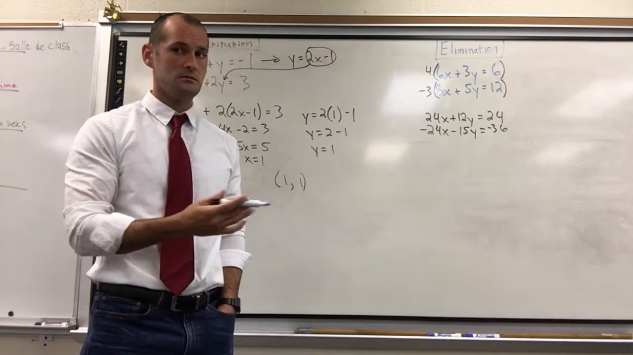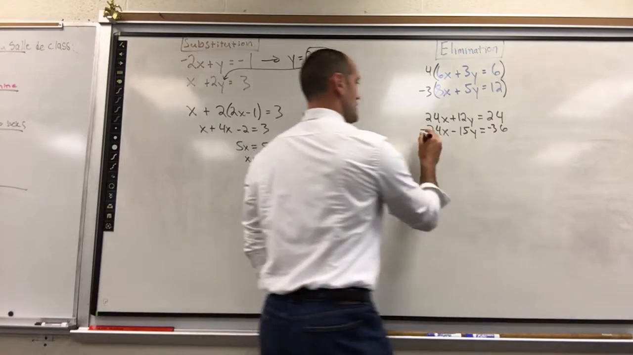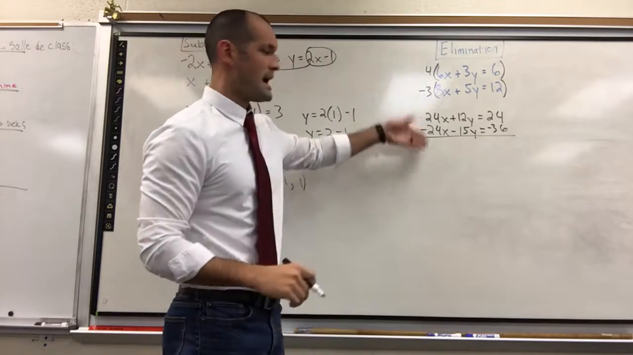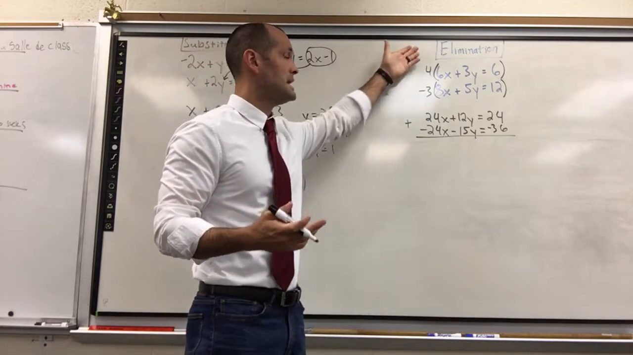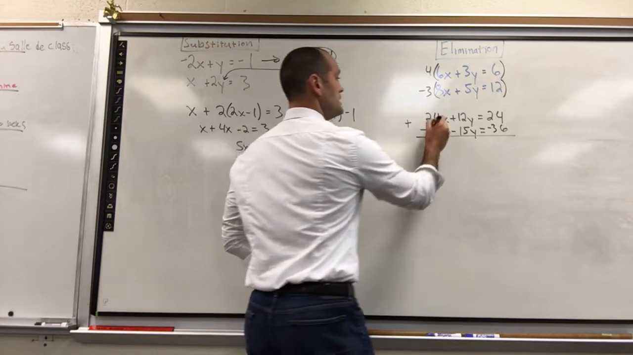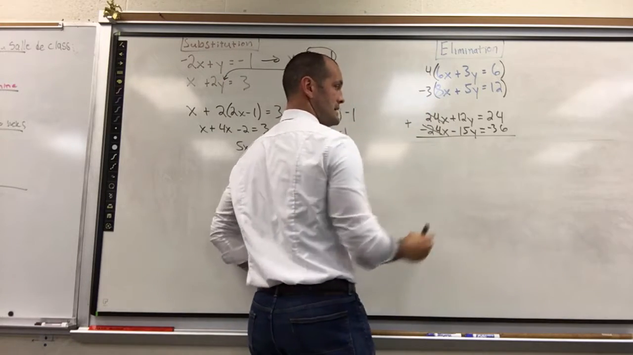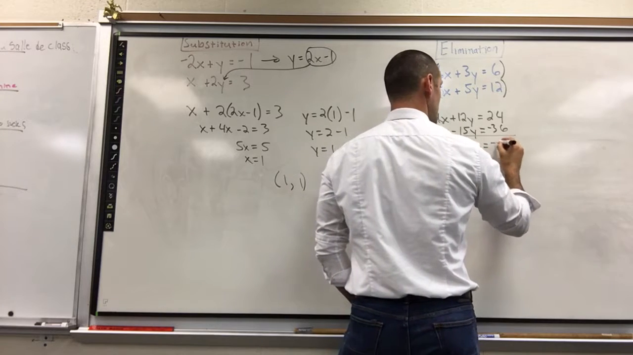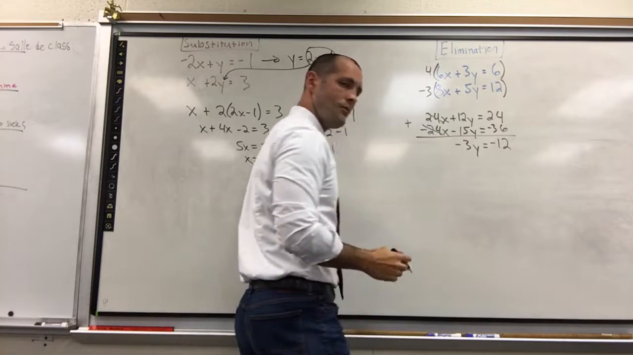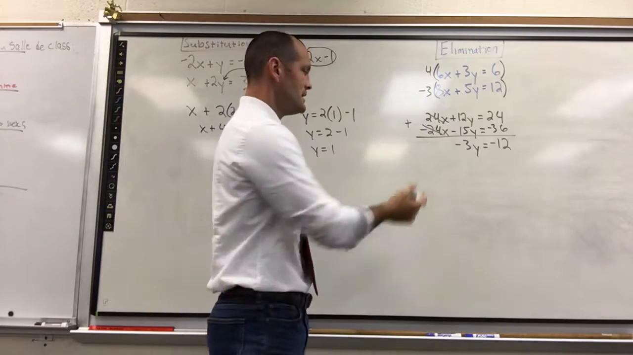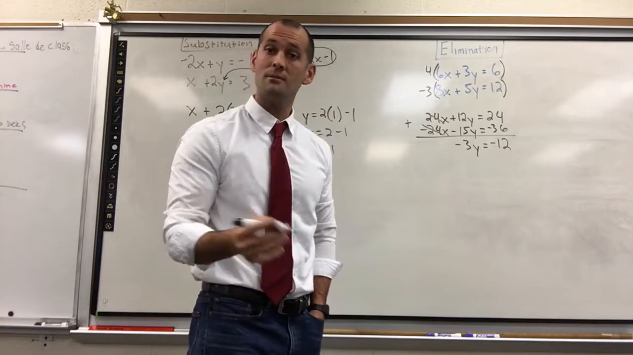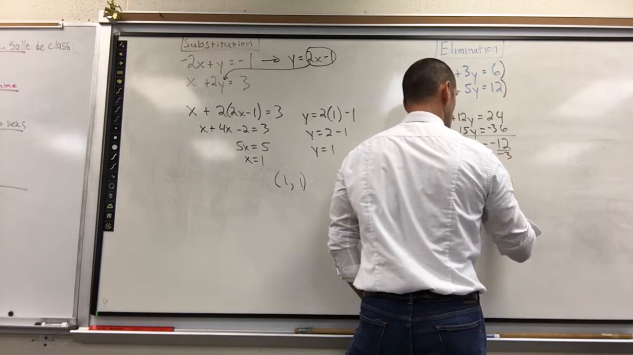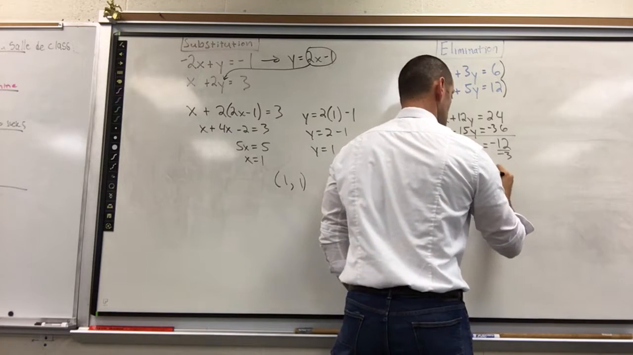Okay, we distributed, got them all set, ready to go. Once you have opposite coefficients, you can add down. And this is where we get our name, elimination. They will be eliminated as I add down, and I'm left with a negative 3y equals negative 12. What an awesome, easy equation to solve. Divide by negative 3, y equals 4.